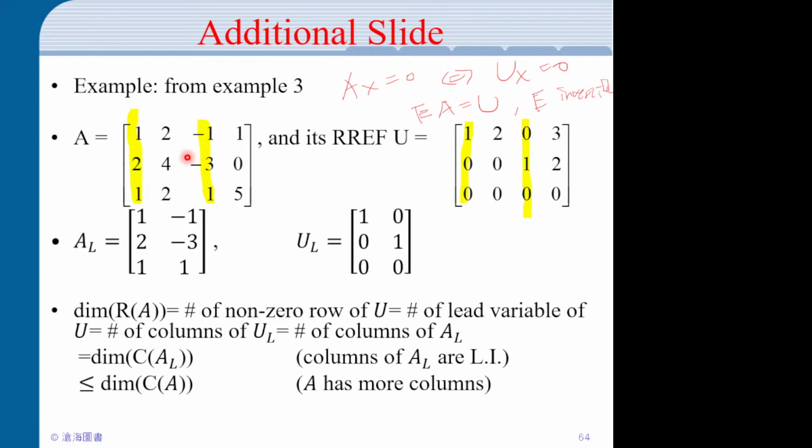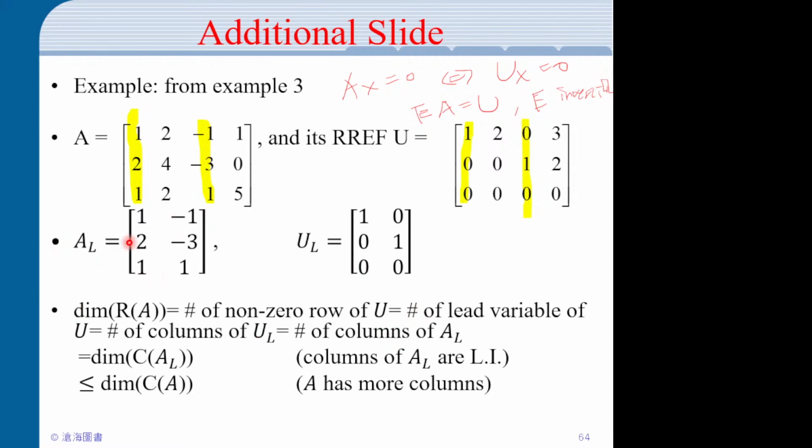Okay, and then here the number of non-zero rows is obviously equal to the number of lead variables. So the number of those 1s here is also equal to 2. And the number of lead variables will be equal to the number of columns in UL, because by construction, each lead variable will pick out a column. So the number of lead variables equals the number of columns. Okay, so the number of columns in UL, also by construction, equals the number of columns in AL.